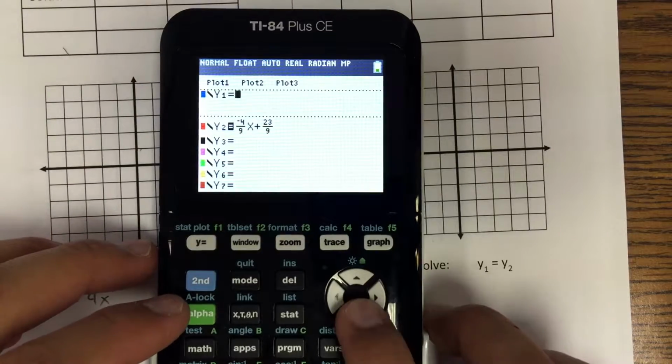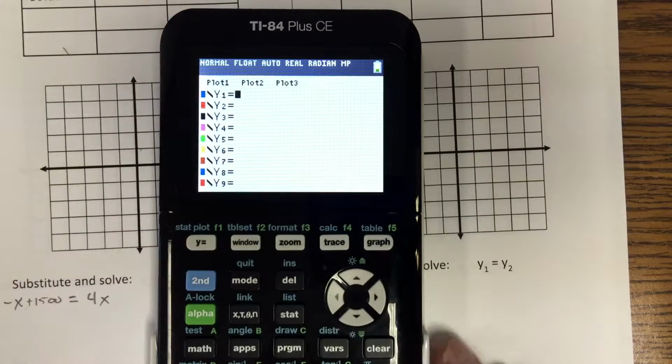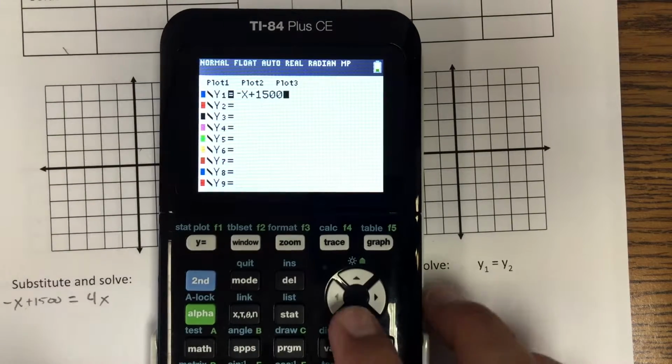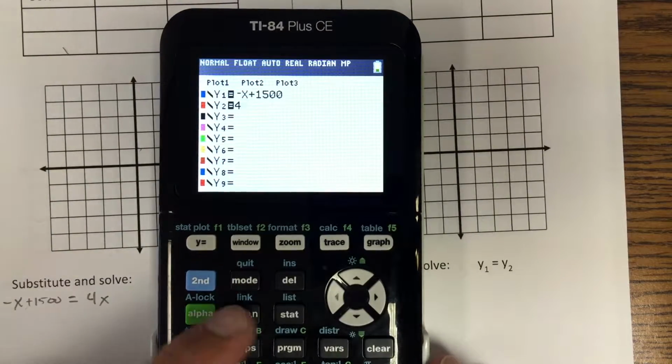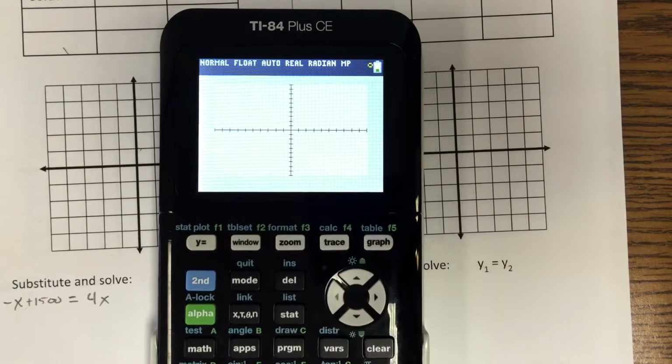Clear this out. Come back up here, negative x plus 1500. And then we're going to come down here to 4x. And then we're going to graph it. See what happens.